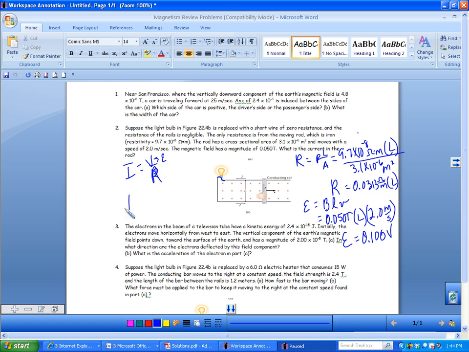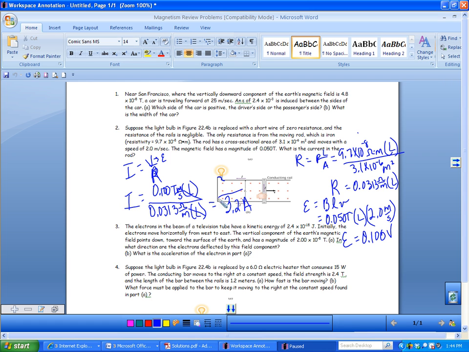Well, if I go back over here and substitute in now, this is 0.100 Tesla meters per second times my L, which I don't know what it is. I'm going to divide that by 0.0313 ohms over meters times L. These will cancel, and I will wind up with 3.2, and my units will be amps.